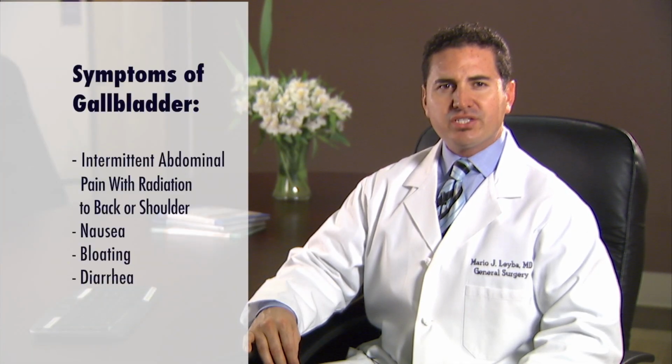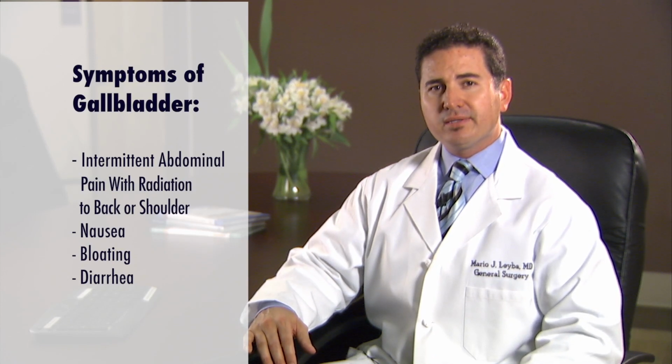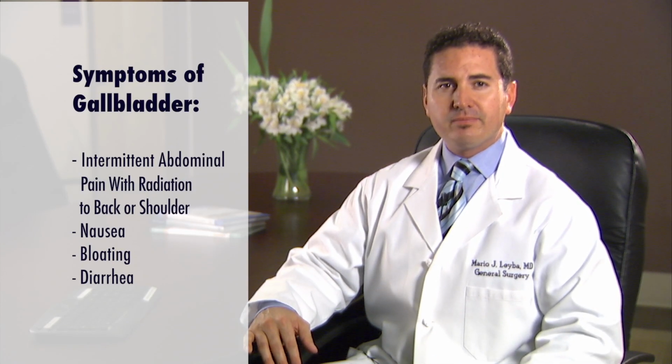What are the symptoms of gallbladder disease? Symptoms may include intermittent abdominal pain with radiation to the back or shoulder, nausea with or without vomiting, bloating, and diarrhea. These usually occur after eating, especially fatty, greasy foods. These symptoms usually need surgical consultation and typically resolve with surgery.